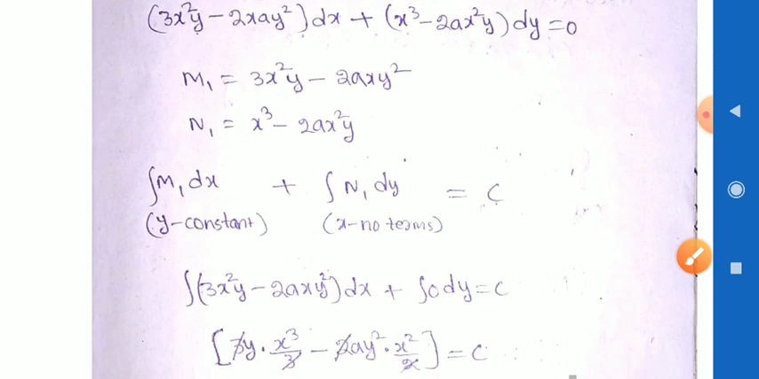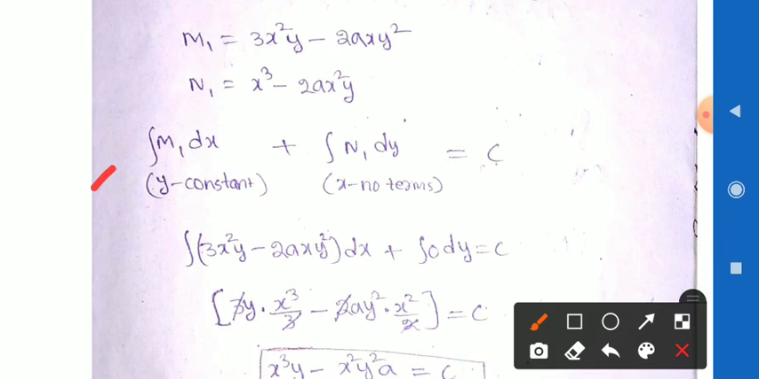For an exact differential equation, we have the formula: the integral of M1 dx, treating y as a constant, plus the integral of N1 dy, where no x terms must be present in N1, equals c. Substituting the M1 and N1 values, we get the integral of (3x²y − 2axy²) dx plus the integral of N1 dy, where no terms without x are present, that is 0, and the integral of 0 dy equals c.